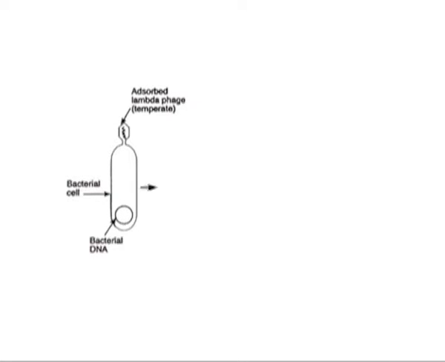Whereas in the lysogenic cycle, the viral DNA or RNA enters the cell and integrates into the host DNA as a new set of genes, which is called prophage.